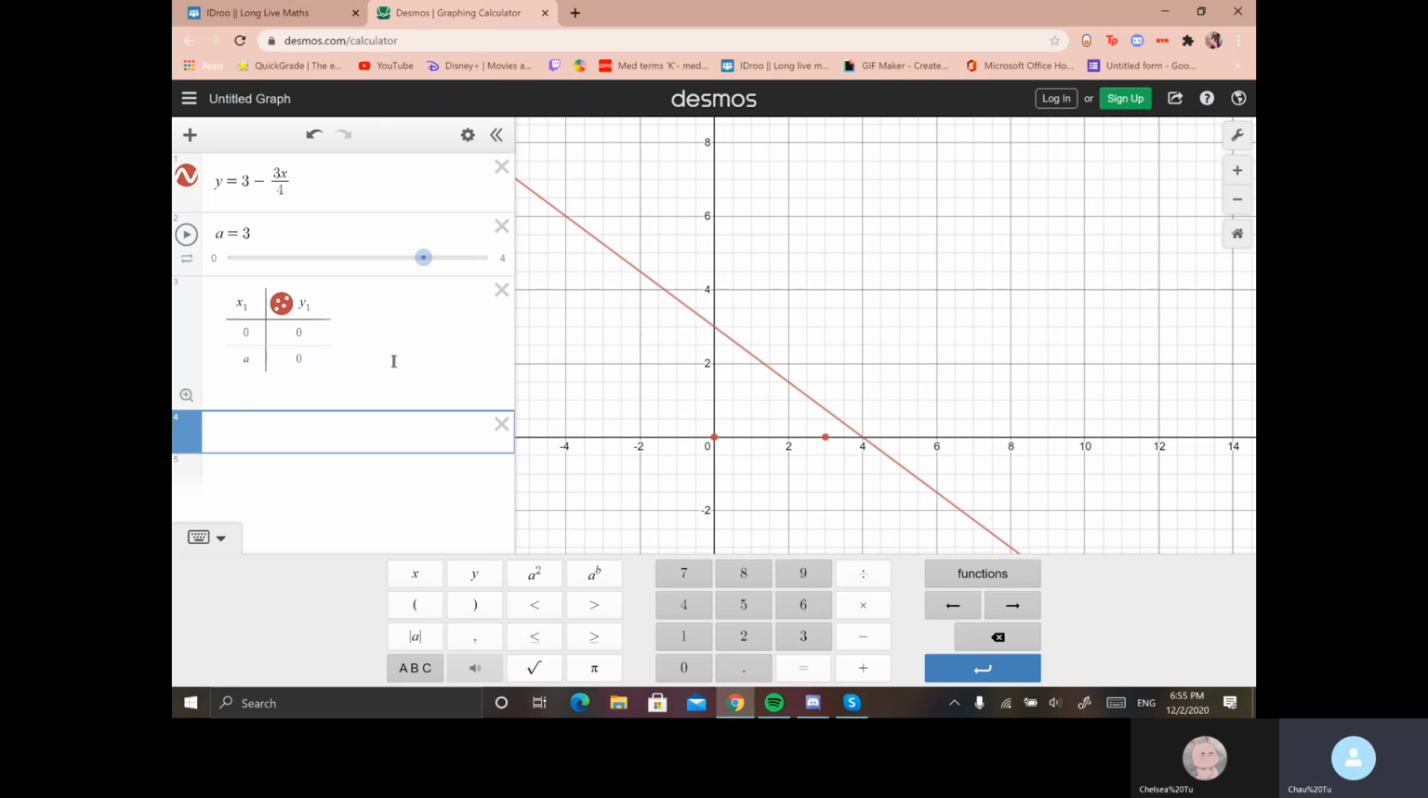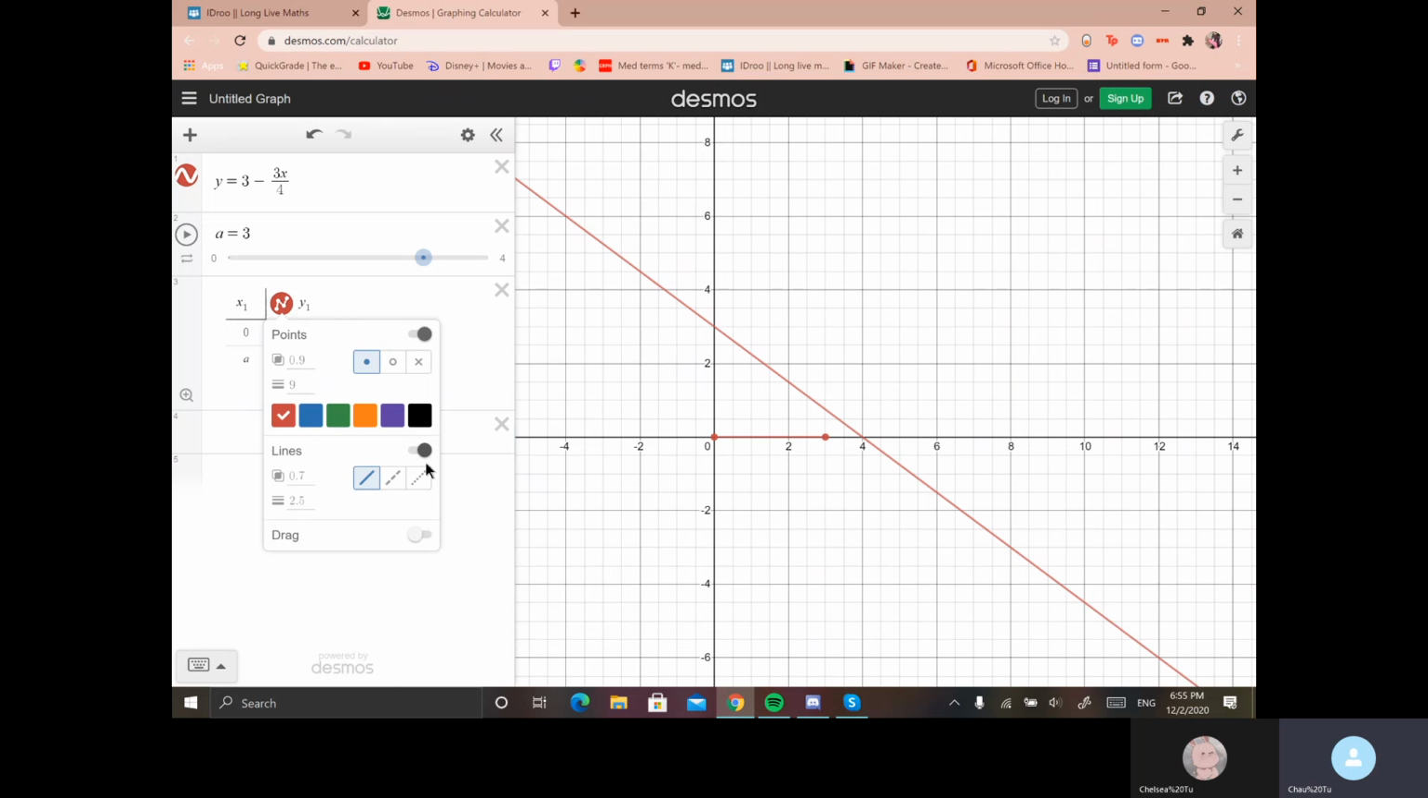Okay, so now click on that red circle icon for 2 seconds, and then change it to lines. Yeah, click on the lines at the bottom. So now it joins it up. You see that? Now you need to jump to the diagonal line.